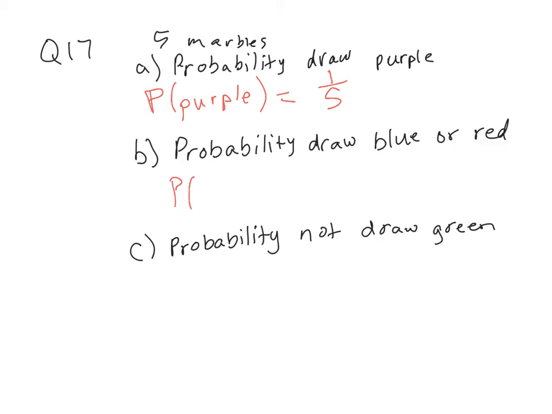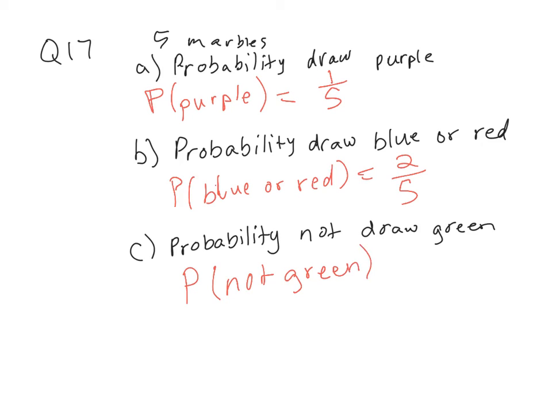The probability of drawing blue or red, that is 2 marbles out of the total of 5, so 2/5. And the probability of not drawing a green, well, there are 4 marbles that are not green out of the total of 5, so that's 4/5.